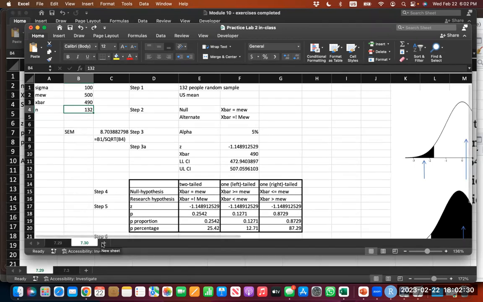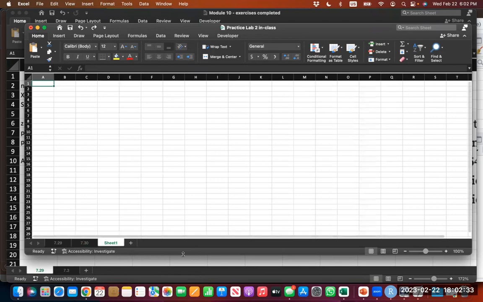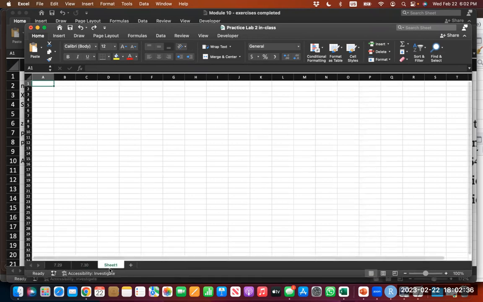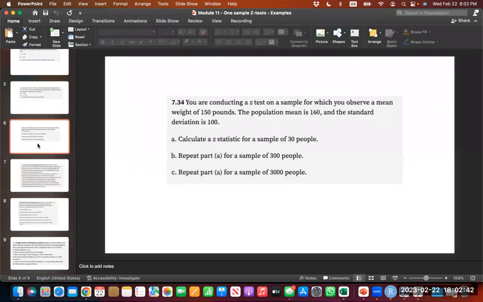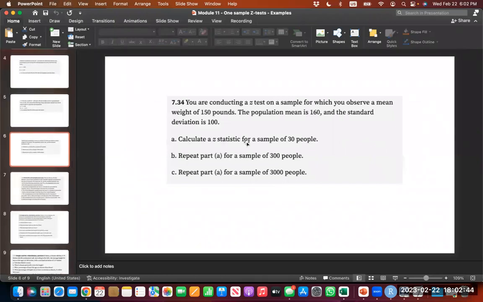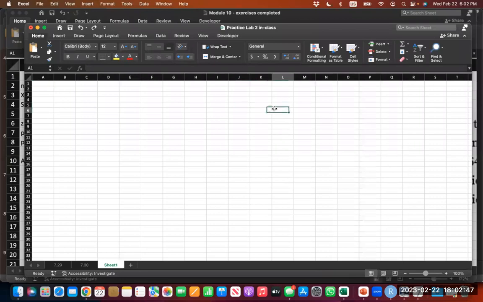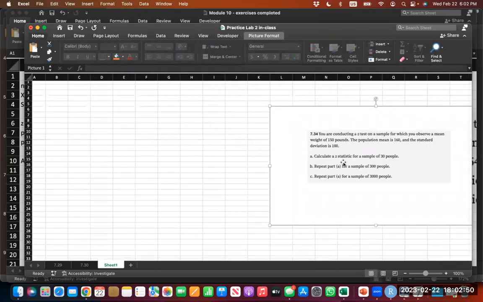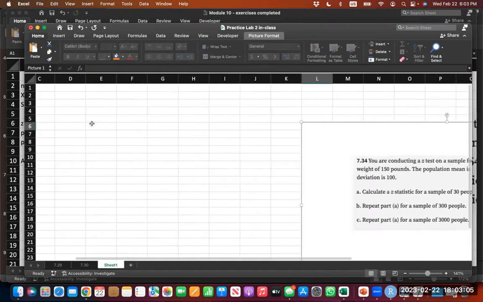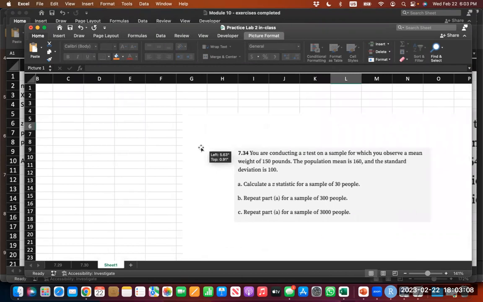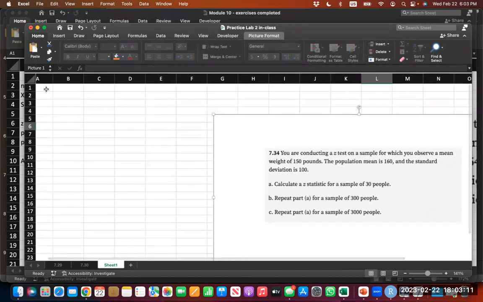Okay. So we're creating now a new worksheet in our document, and we're going to do a third example for the last 30 minutes. So we're conducting a Z test on a sample for which you observe a mean weight of 150 pounds. The population mean is 160, the standard deviation is 100. And this is now studying in more detail what I mentioned before. If you have a larger sample size, you're more likely to see a significant difference.